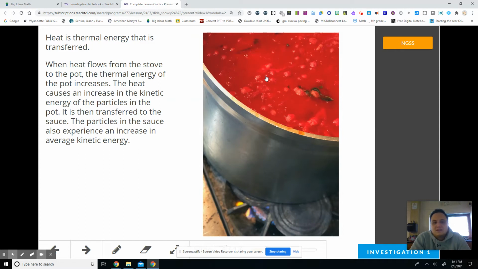The heat causes an increase of the kinetic energy of the particles in the pot. So when we heat up the pot, the particles start moving faster and faster and hitting each other more. Okay, it is then transferred to the sauce. These particles in the sauce also experience an increase in average kinetic energy. So again, the particles in the sauce as well are moving fast.